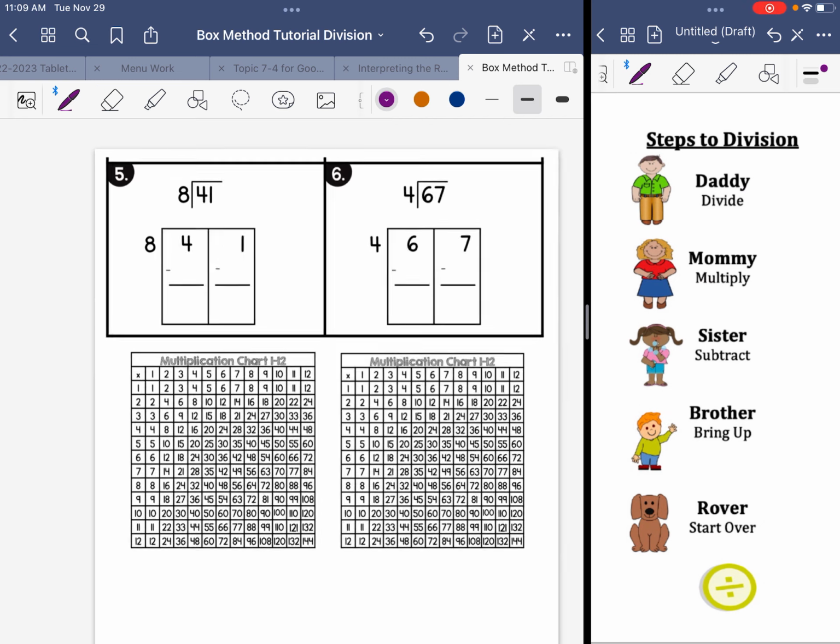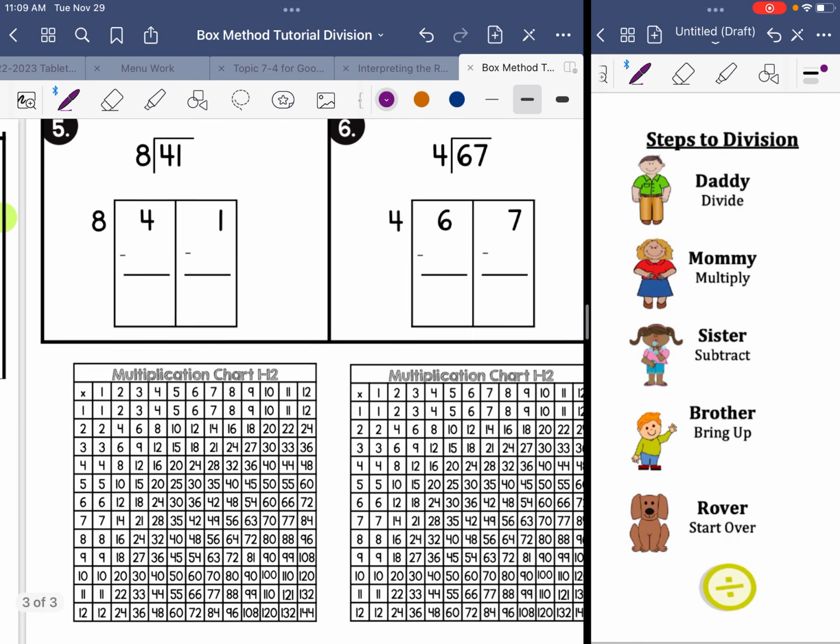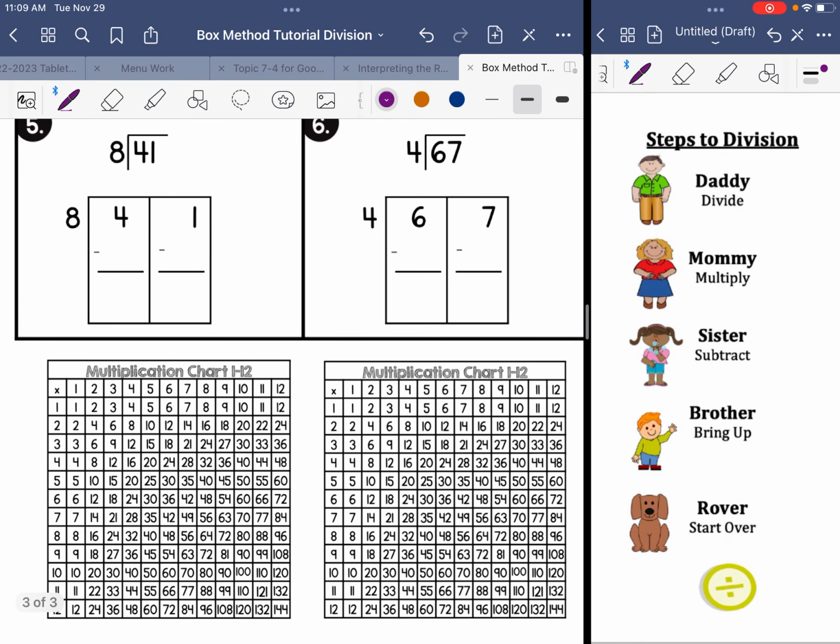All right, here we have 41 divided by 8. Can I make a group of 8 with only 4? We're doing daddy divide right now. Go to your 8s and go look for 4 or smaller. Nope, the smallest one is 8 and we need 4. So we're going to say we can make 0 groups. So now we're going to do mommy multiply. 0 times 8, 0. 4 minus 0 is 4.